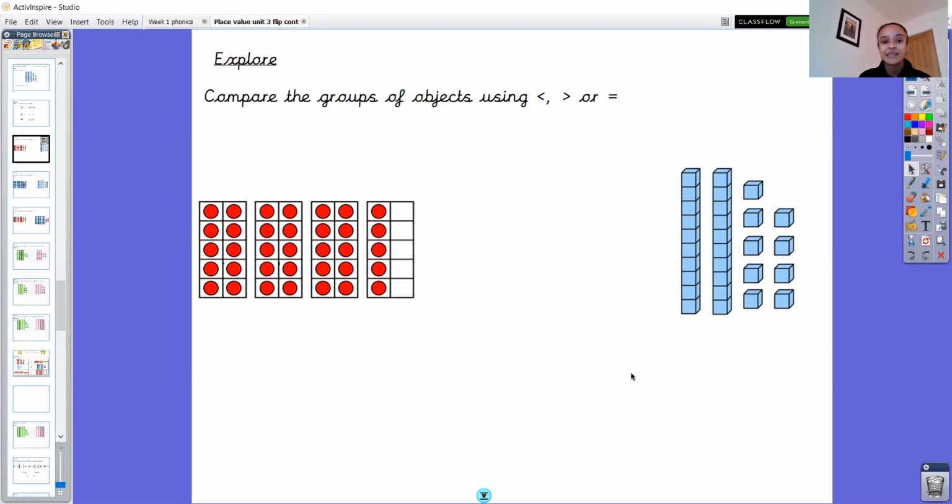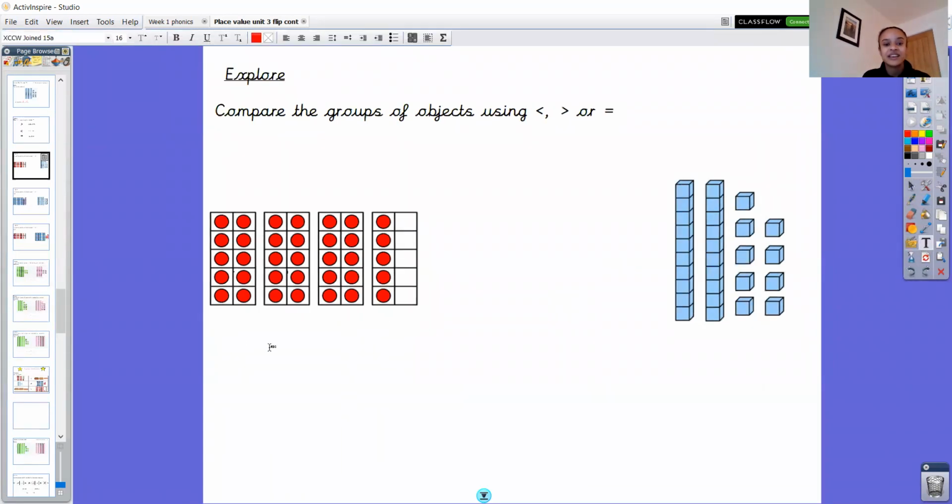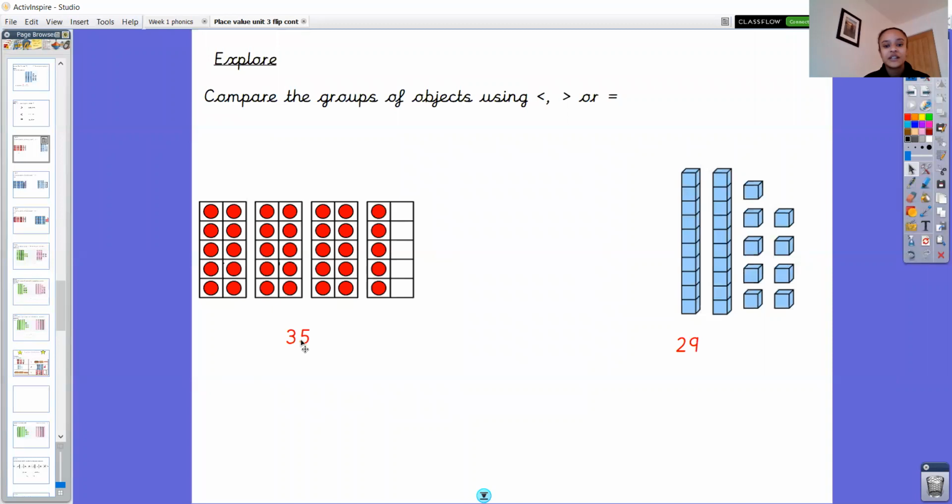So can you count in your tens and ones with me as we count the tens frames? Ready? 10, 20, 30, 31, 32, 33, 34, 35. How many tens and how many ones in 35? 3 tens and 5 ones, okay? Now let's count the Deans. So let's count in our tens and ones again. Ready with me? 10, 20, 21, 22, 23, 24, 25, 26, 27, 28, 29. Brilliant, okay, so there's my two numbers now. I've got 29 and I've got 35.